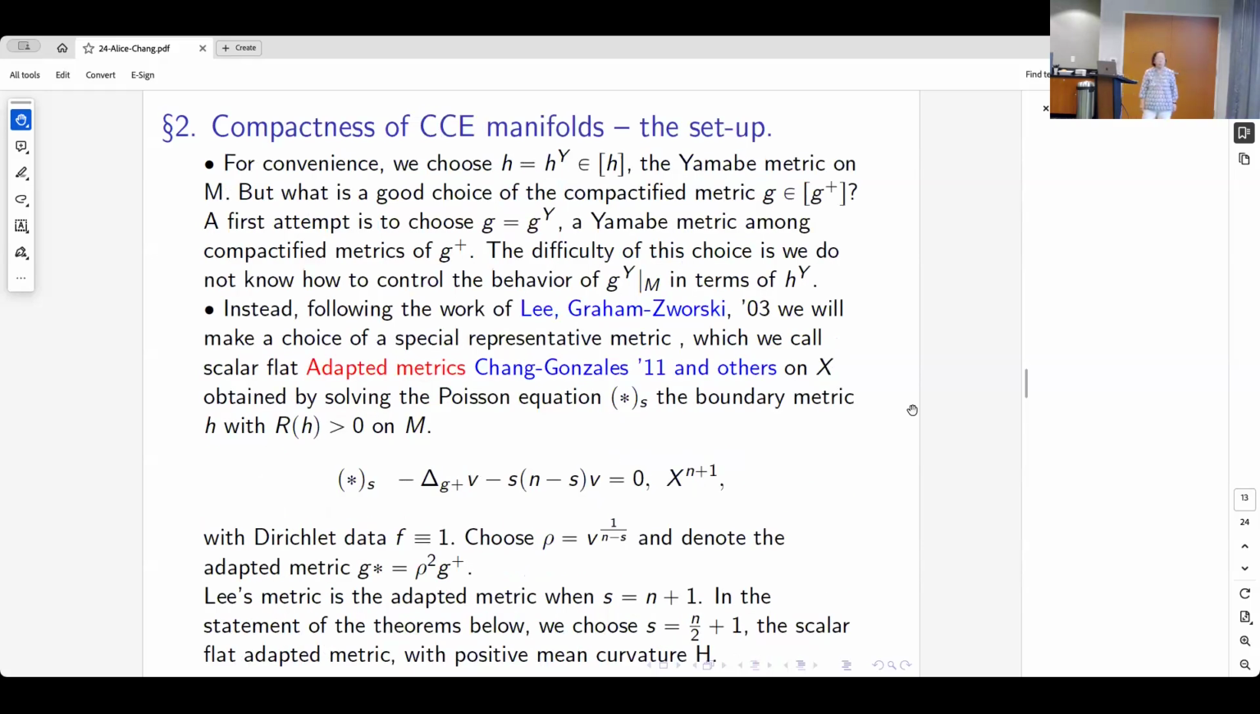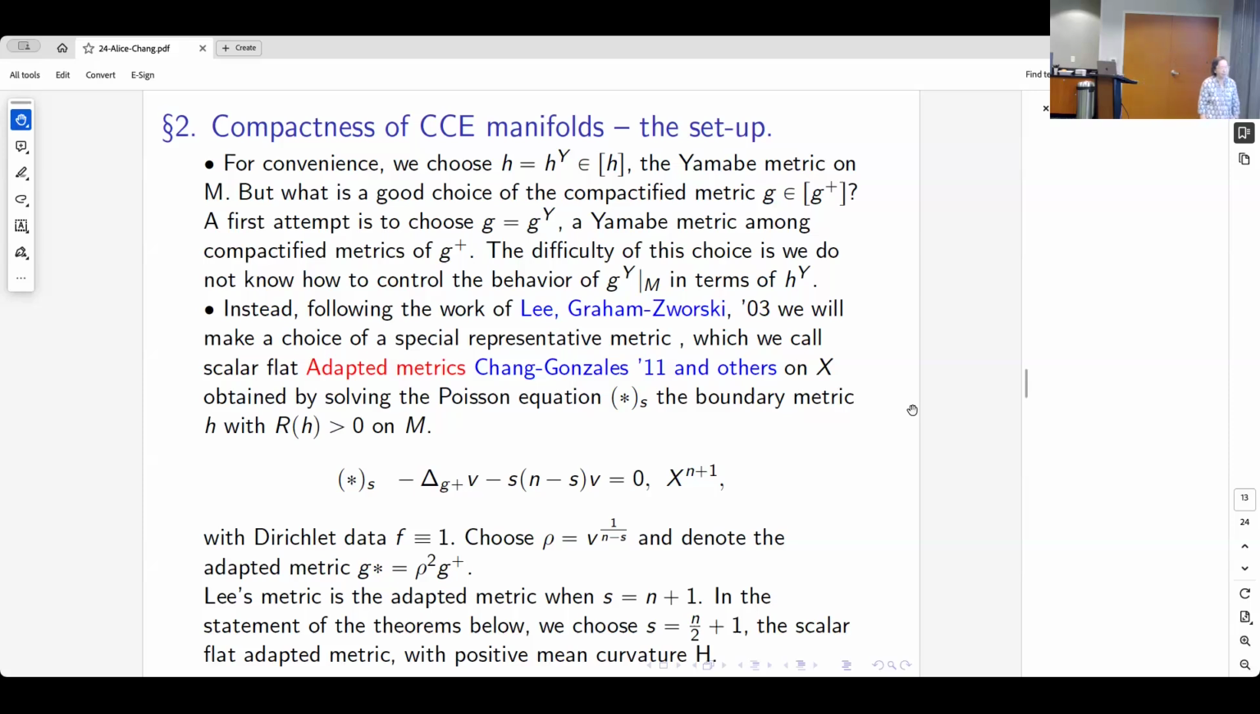Okay, and now we try to formulate our compactness result. We want to work in a conformal class, so it depends on which conformal representative you choose. On the boundary, it's very easy to think about the most natural representative. That's the Yamabe metric. One can also say that in the interior, it is the Yamabe metric too. But the problem is that once you do that, the interior Yamabe metric, when restricted to the boundary, is no longer the boundary Yamabe metric. So you lose control of its boundary behavior.